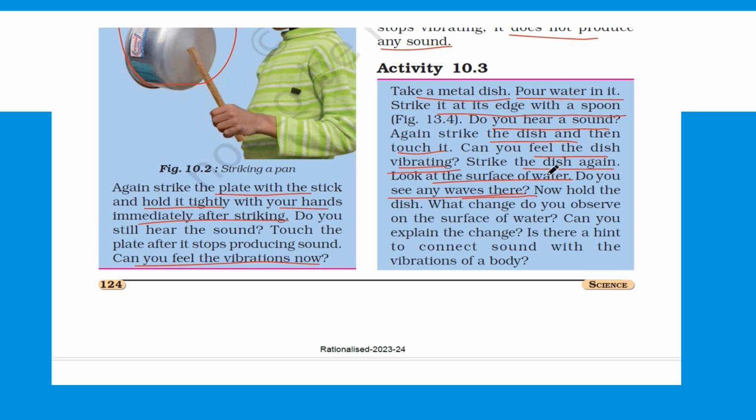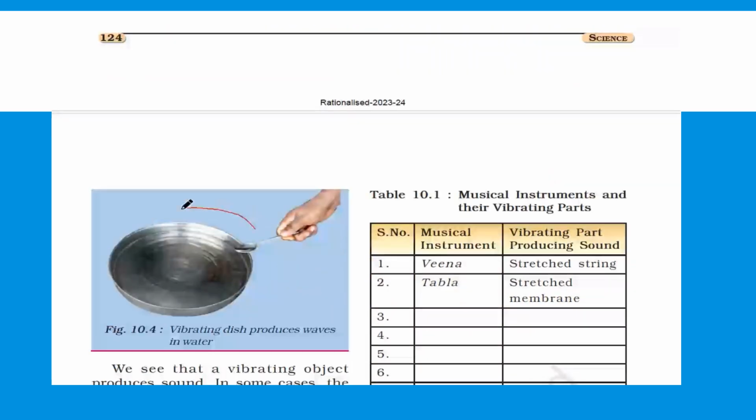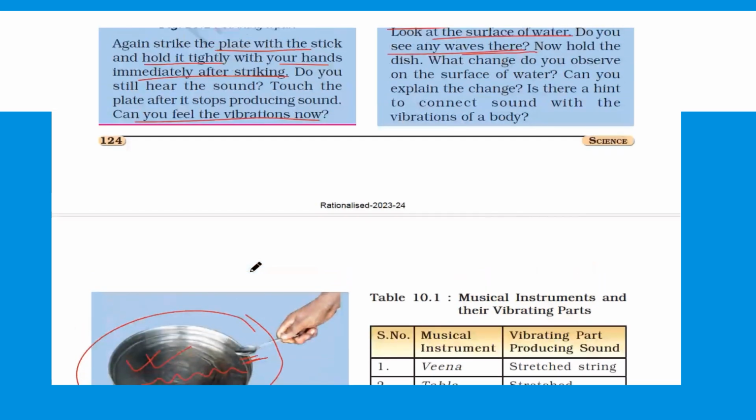So what is happening? You have taken a metal dish and you are beating this part. It creates a vibration, and that vibration in turn causes waves in the water. It is creating a sound as well. So when the vibration is there, there is obviously sound, and as soon as the vibration stops, no sound is there. Okay, now hold the dish.